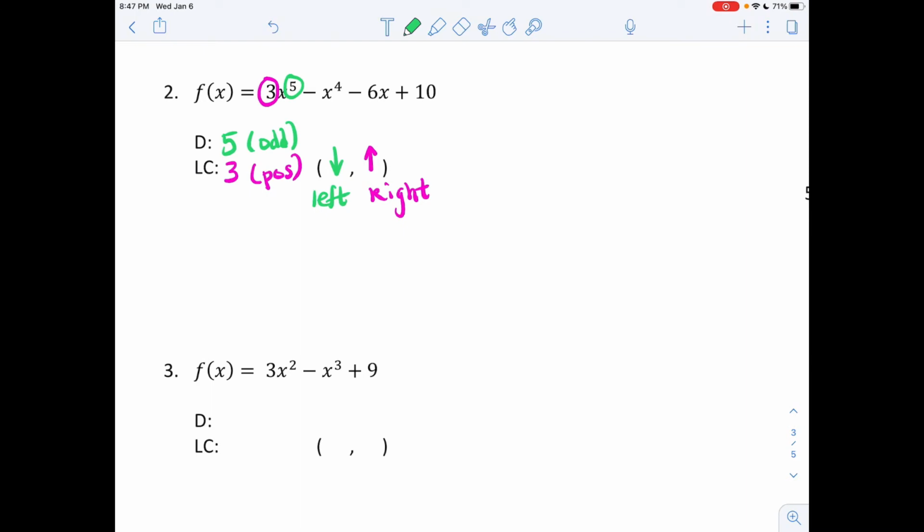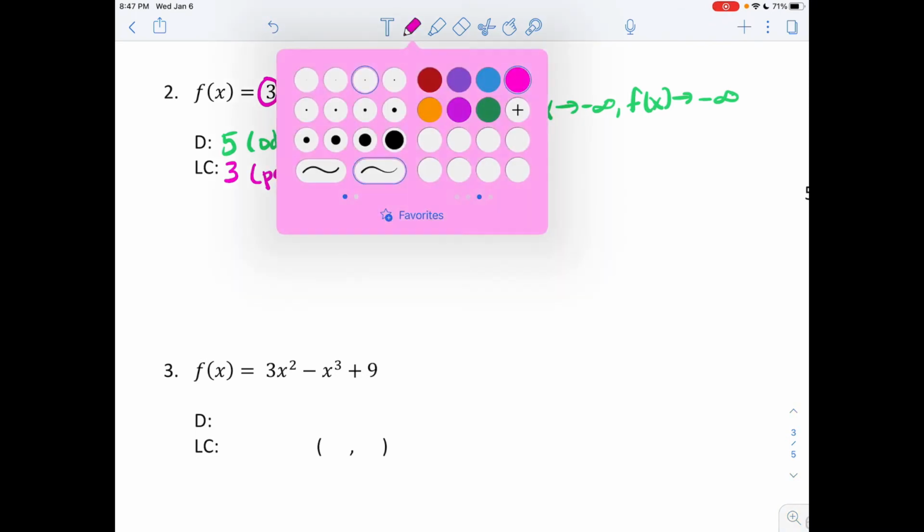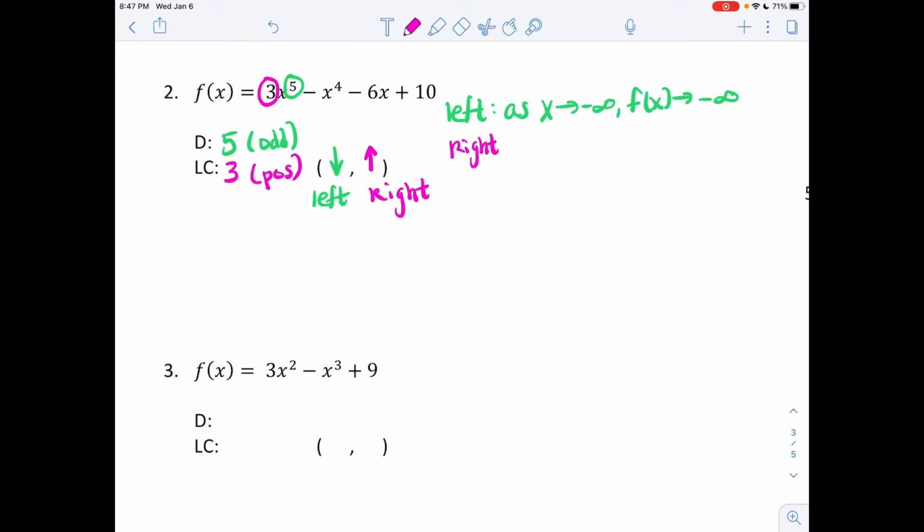All right, let's write this in our words and symbols. So on the left, as x is approaching negative infinity, f of x is approaching negative infinity this time. And on the right-hand side, as x is approaching positive infinity, which is what always happens on the right, our f of x is headed towards, in this case, positive infinity as well.